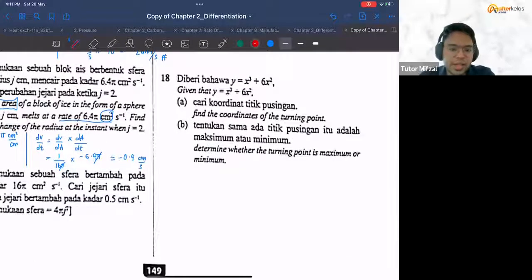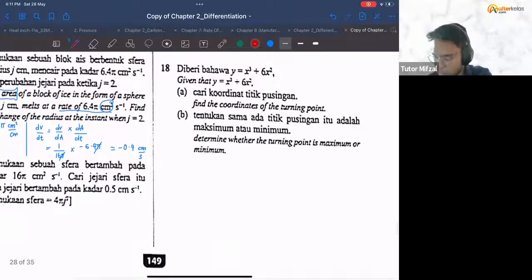So given that y is equivalent to x cubed plus 6x squared, find the coordinates of the turning point. So we are required to find the coordinates of the turning point. Okay, determine whether the turning point is maximum or minimum. All right, fair enough. So turning point, critical point, maximum point, minimum point. Okay, all of that you have to do dy over dx is equivalent to 0.